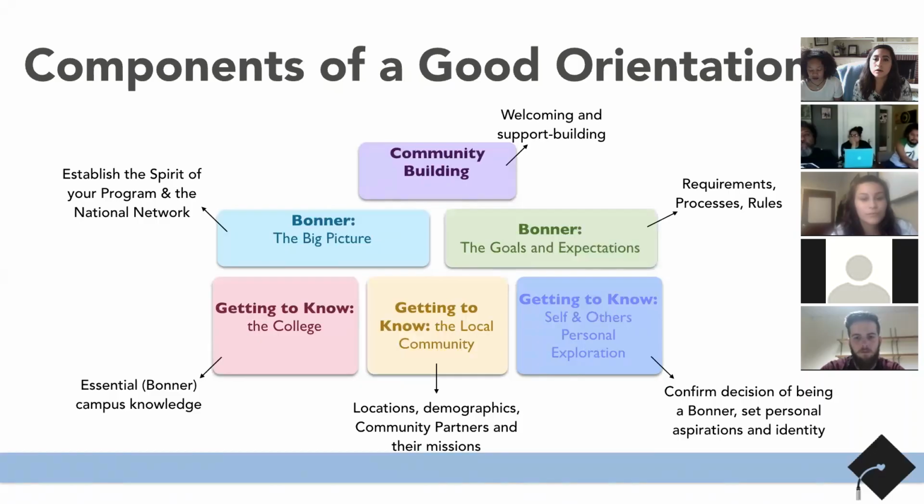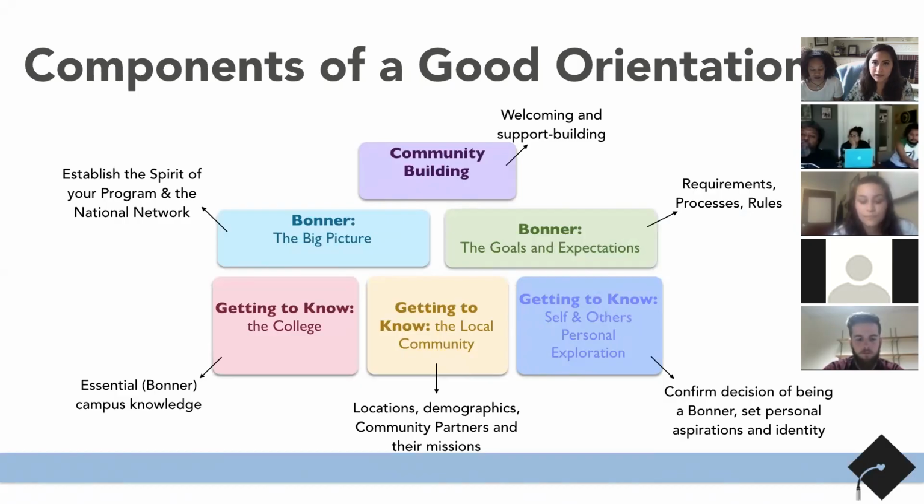You also want your students to understand and know their local community that they'll be serving. So that means getting some research about the demographics, just key locations in town where they can go and immerse themselves within the community, the different community partners and their missions of the organizations in the community that really help to uplift the surrounding areas. And so then you have that key, very Bonner self-reflection thing. So getting to know yourself, getting to know others, and having this personal exploration element to your orientation.